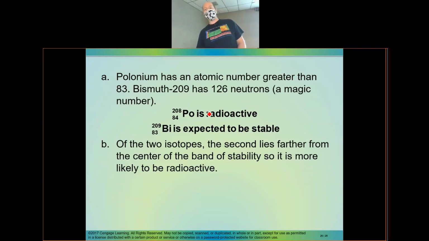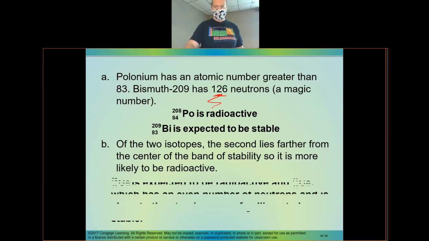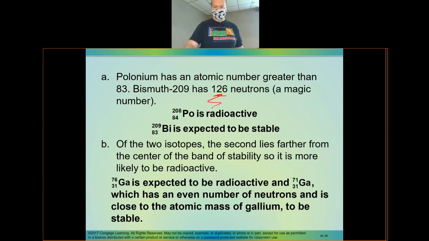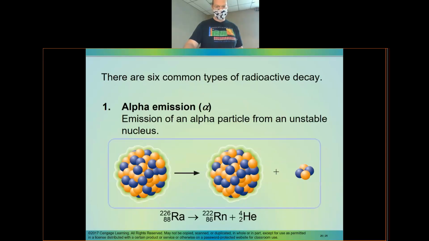And then also this one, also the 126 was a magic number for the neutrons. That was not necessary to know because one is greater than 83 and it is radioactive. And here, yes. Right. The other one were both out.